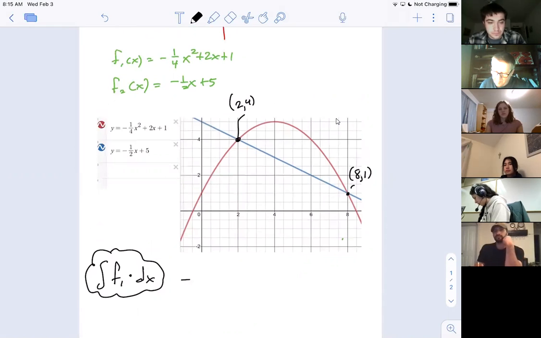So that'd be -1/4 x cubed. But then I would divide by 3. And since there's already a 4 there, that would make it a 12. The 2x would become an x squared. The 1 would become a 1x. Evaluate that at 8 and at 2.